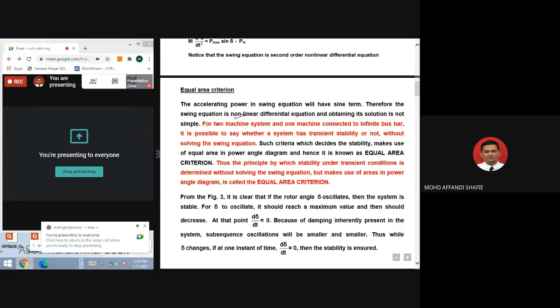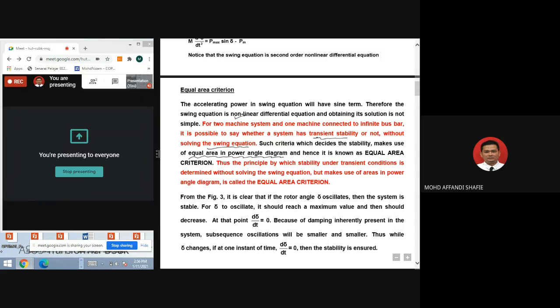So it is quite hard to analyze the stability of the system. But we can use the equal area criterion to identify the stability of the system. Here for a two machine system, or one machine connected to an infinite bus bar, it is possible to say whether a system has transient stability or not without solving the swing equation. So we don't need to solve using the swing equation, but we solve using the equal area criterion. Such criteria which decide the stability make use of equal area in a power angle diagram.